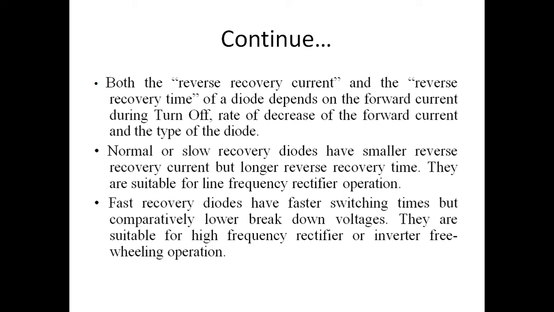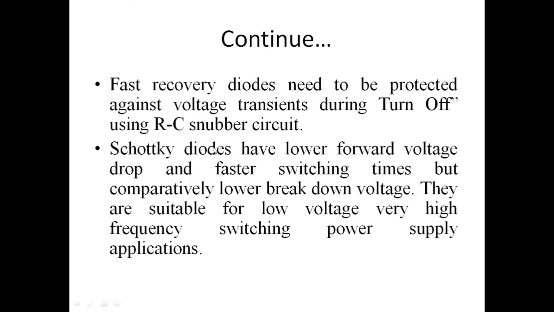Please keep in mind that for the lower frequency line frequency rectifiers, you are going to use normal and slow recovery diodes, and for high frequency rectifiers, inverters and freewheeling operations, you are going to use the fast recovery diodes. Now the next is, the fast recovery diode needs to be protected against the voltage transient during turn off using an RC snubber circuit. When the recovery is done in the turn off process, the transient is protected by the RC snubber circuit.